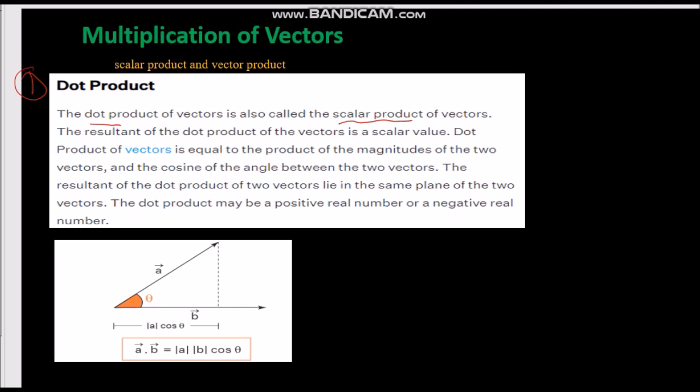The resultant of the dot product of two vectors lies in the same plane. Look, it's found on the same plane of the two vectors. The dot product may be a positive or negative number. Its formula: the dot product of two vectors a and b can be written as a dot b equal to the absolute value of a times the absolute value of b times cos theta, where theta is the angle between vector a and vector b.